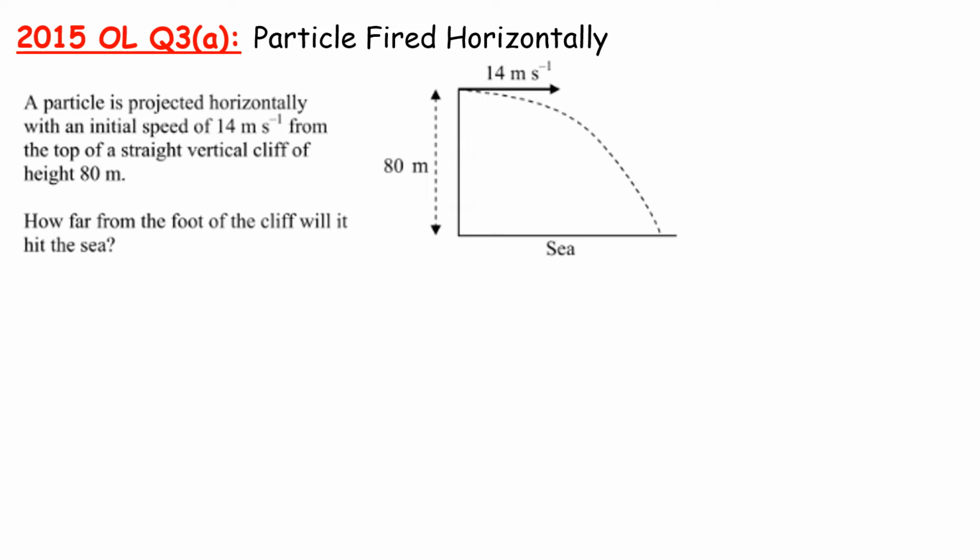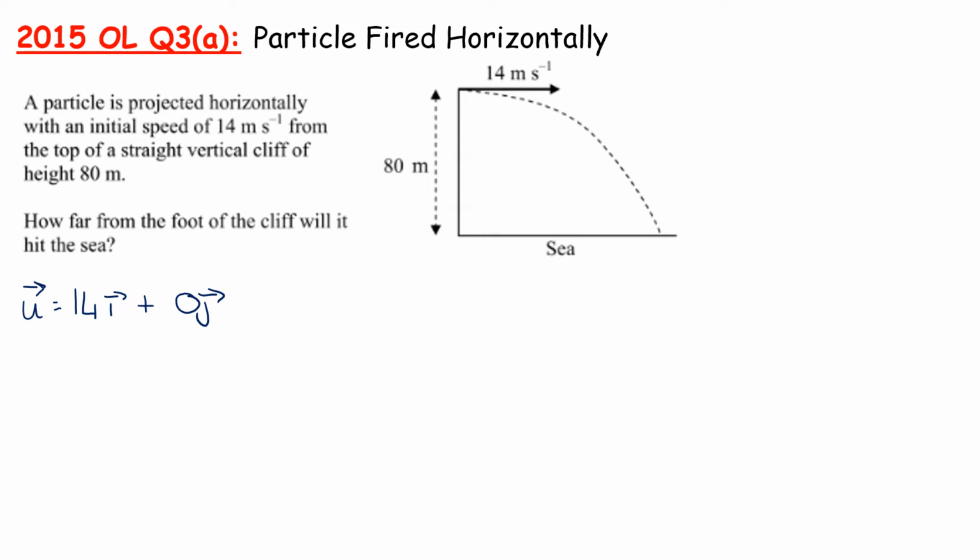So now let's look at a question where a particle is fired horizontally. This is the 2015 Ordinary Level question 3, just part A. We can see in our diagram that we have a cliff that's 80 meters. That's going to change how we approach our question as well. The particle is projected horizontally. So what that means for our initial velocity u is that it is given as 14i and nothing in a j direction.